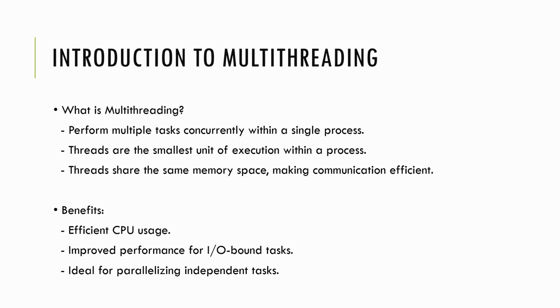Multi-threading allows a program to perform multiple tasks concurrently within a single process. Threads are the smallest unit of execution and share the same memory space, making communication between them more efficient. This approach helps improve CPU usage, especially when performing IO-bound tasks, and is perfect for tasks that can run in parallel without interfering with each other.